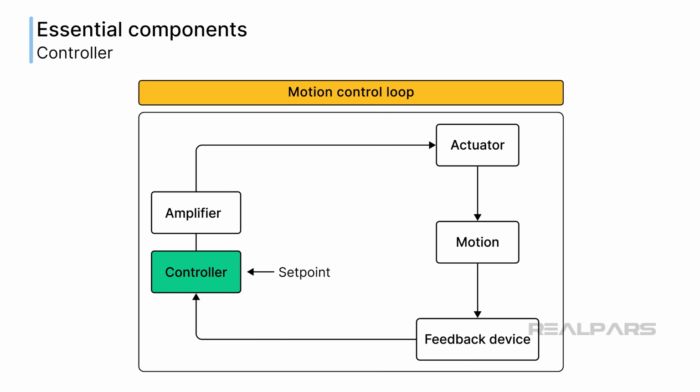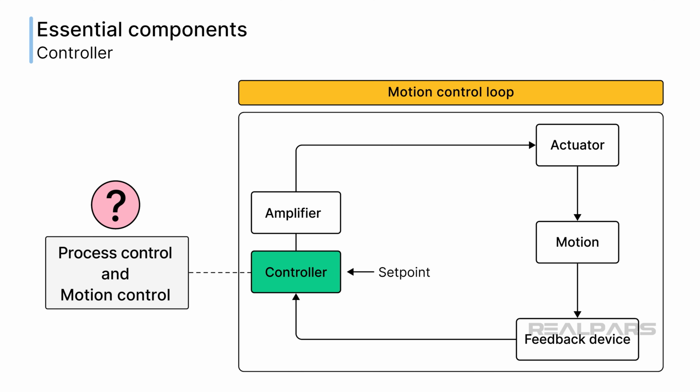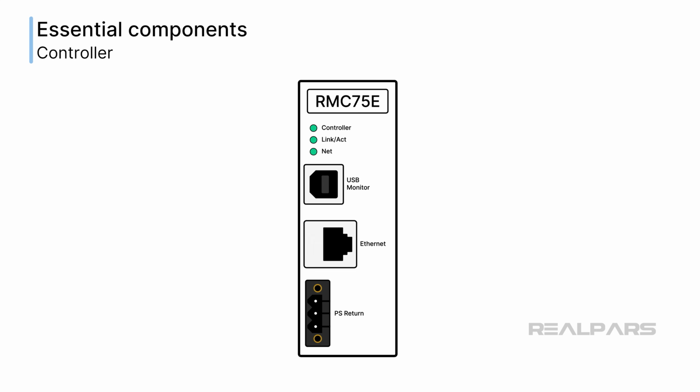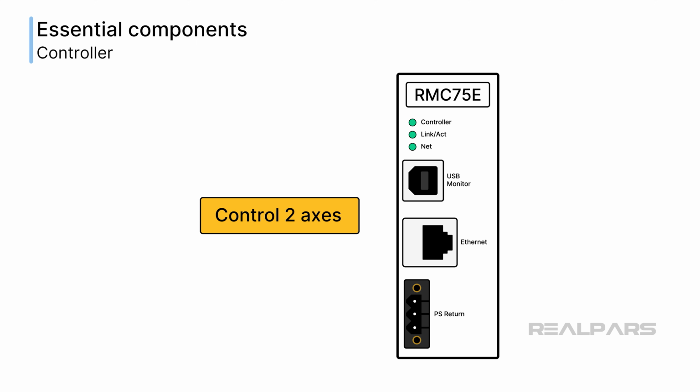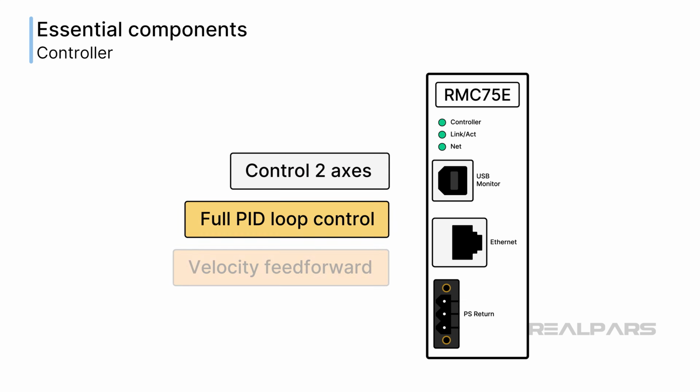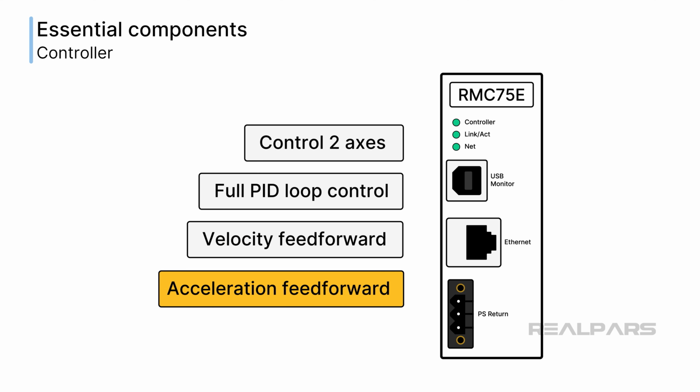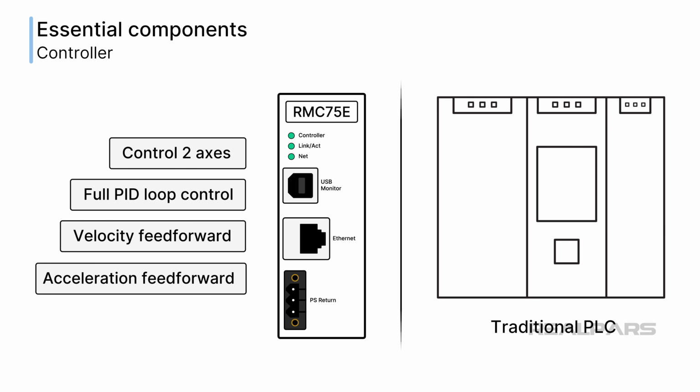Can you use the same device for process control and motion control? Several years ago, the answer to that question would have been a hard no. Many of today's controllers are capable of both process and motion control. Vendors like Delta have dedicated motion controllers, like the RMC75, which can control two axes. This little beauty has full PID loop control with velocity and acceleration feed-forwards. Older traditional PLC controllers cannot offer the precision control available on the Delta controller.